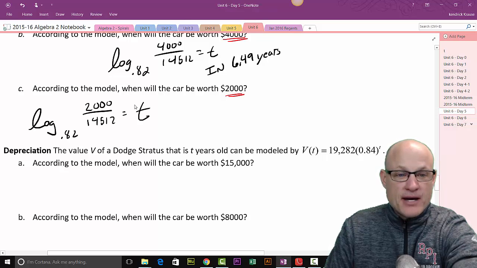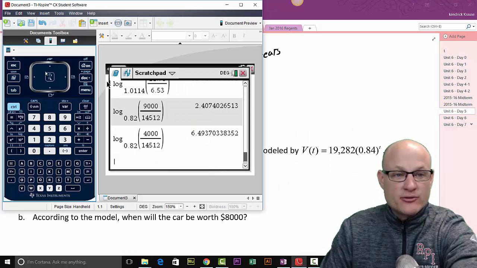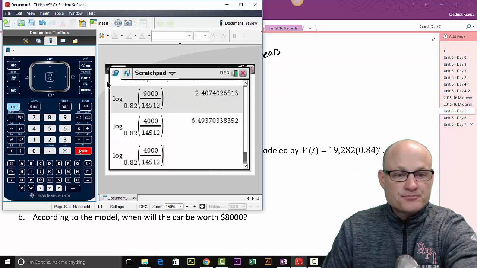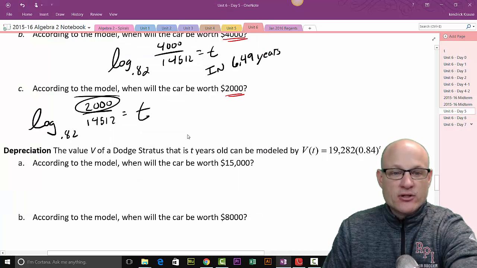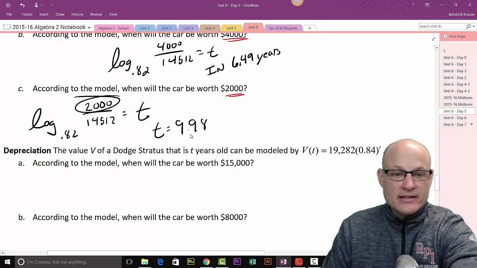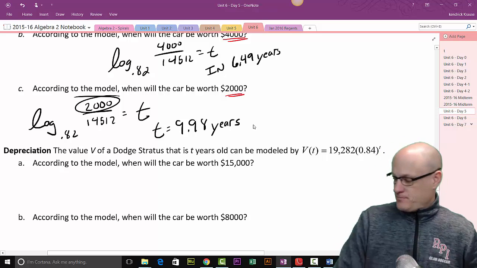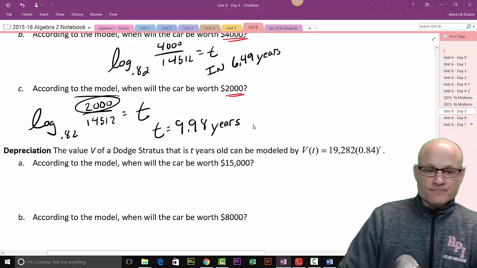14,512. So we're going to do the same exact model, but this time I want to know when it's equal to 2,000. Now this is all relative, of course. This is just based on history, 9.98 years. So t equals 9.98 years, which is pretty much 10 years. Just about 10 years from now. All right.